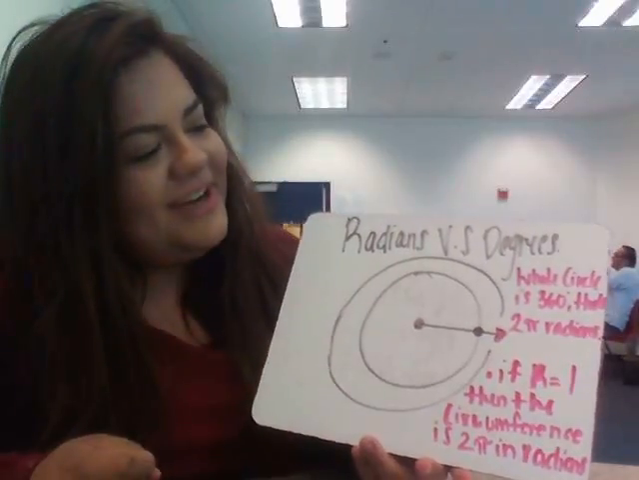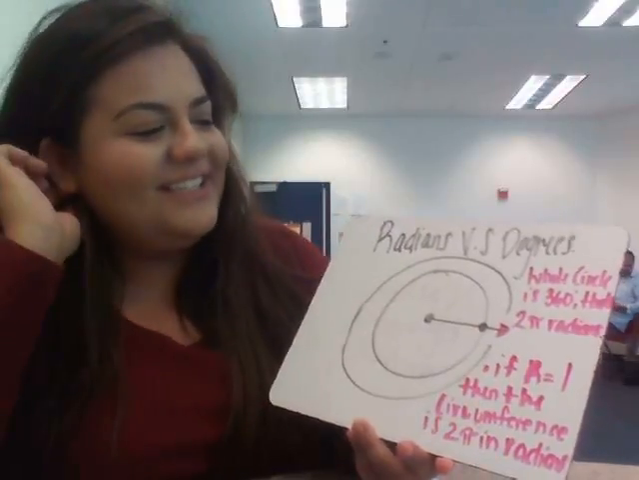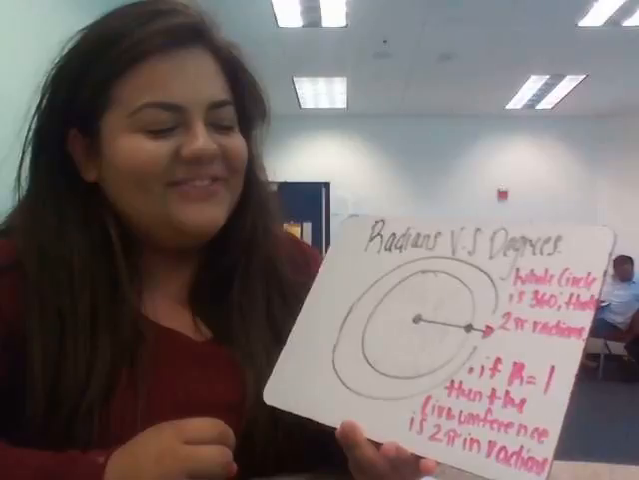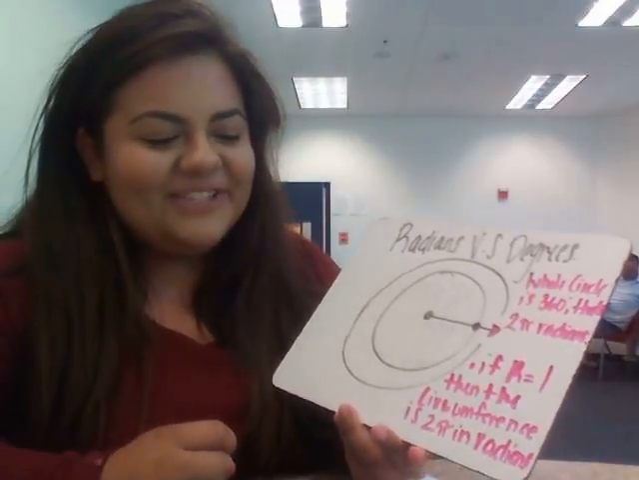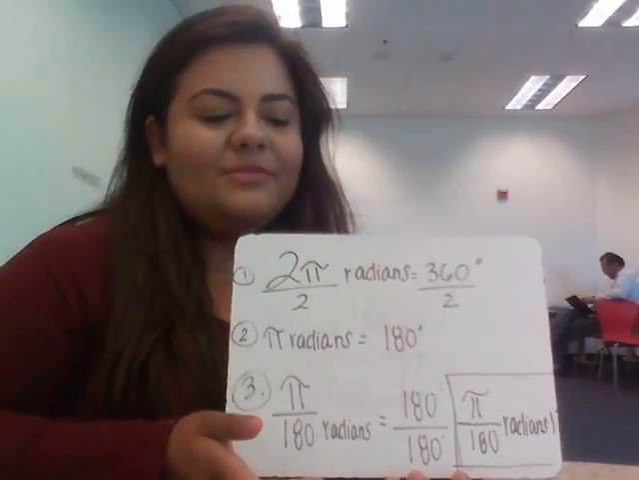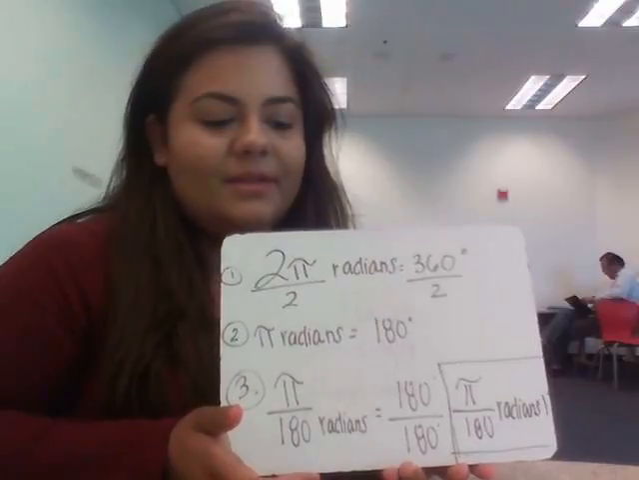Okay, so I'm doing radians versus degrees. The whole circle is 360 degrees, and that equals 2 pi radians. So if r equals 1, then the circumference is 2 pi in radians. Okay. So if 2 pi radians equals 360 degrees, then pi radians equals 180 degrees.